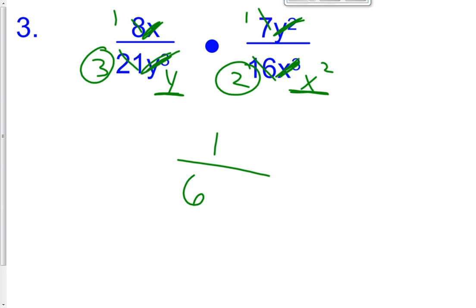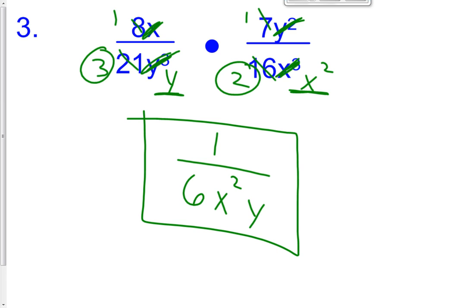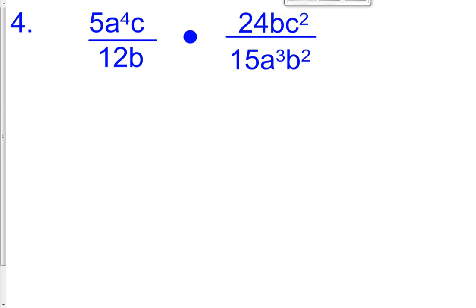We always write these in alphabetical order. So x squared would come first. The y would come second. 1/6 x squared y. There's our answer for problem number 3. Number 4, moving right along, why don't you guys pause the video and try this one on your own.